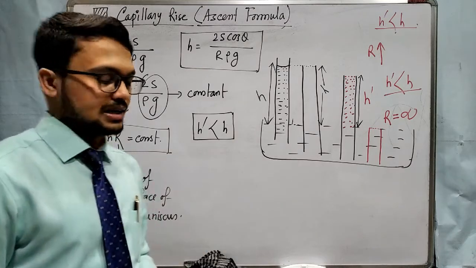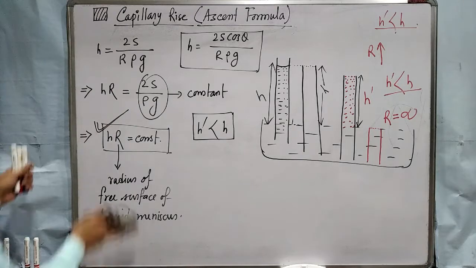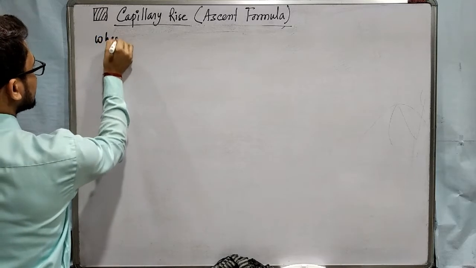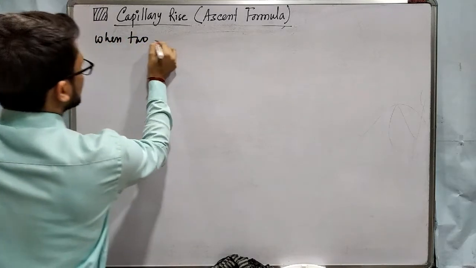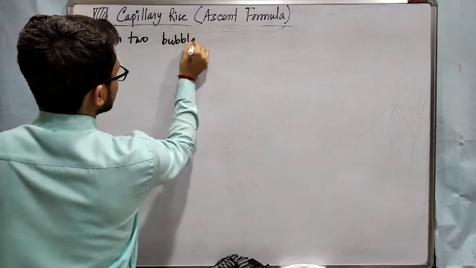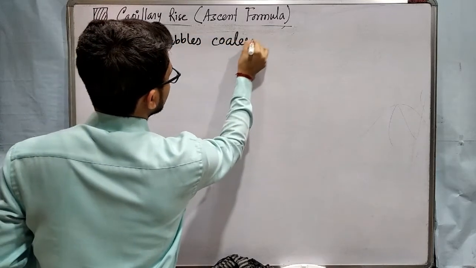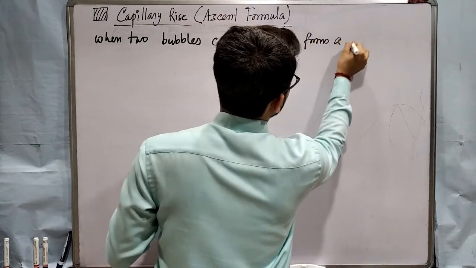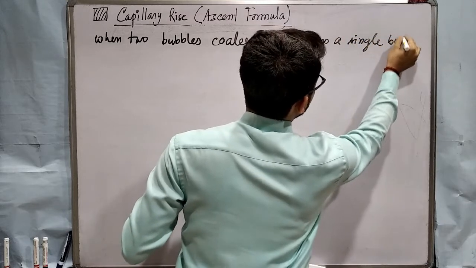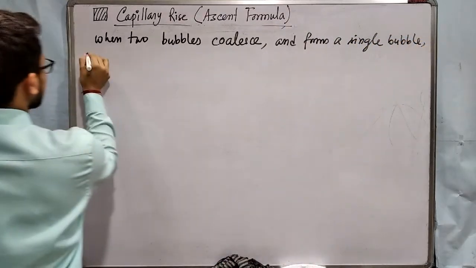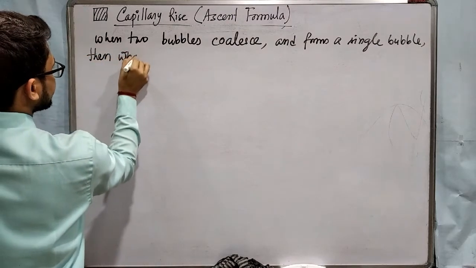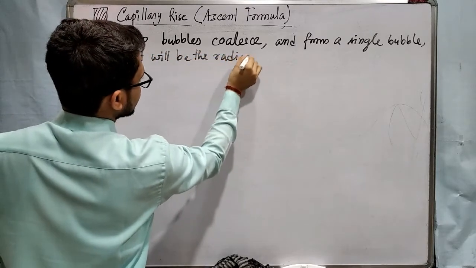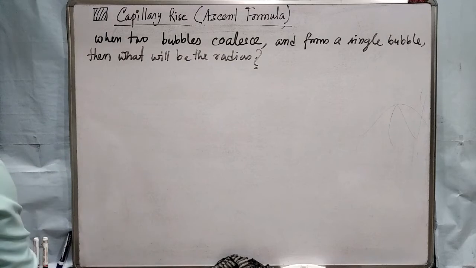Now come to another important thing. Before that I am erasing this. So now come to another thing: when two bubbles coalesce and form a single bubble, then what will be the radius?